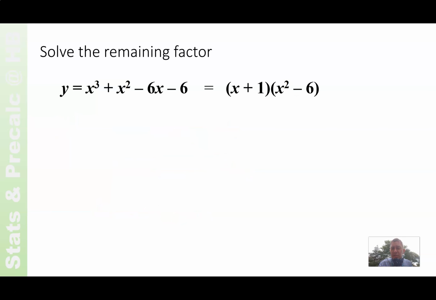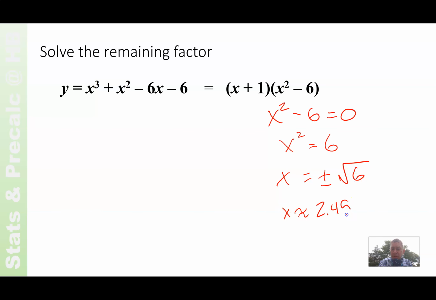Solve that remaining factor for 0. We know x plus 1 is 0 and x is -1, but x squared minus 6 is 0 when normally if we had a middle term here we would use the quadratic formula. We don't have a middle term. It's going to be easier to say x squared is positive 6 by adding 6 to both sides, and x is plus or minus the square root of 6, which is approximately 2.45. So plus or minus 2.45.